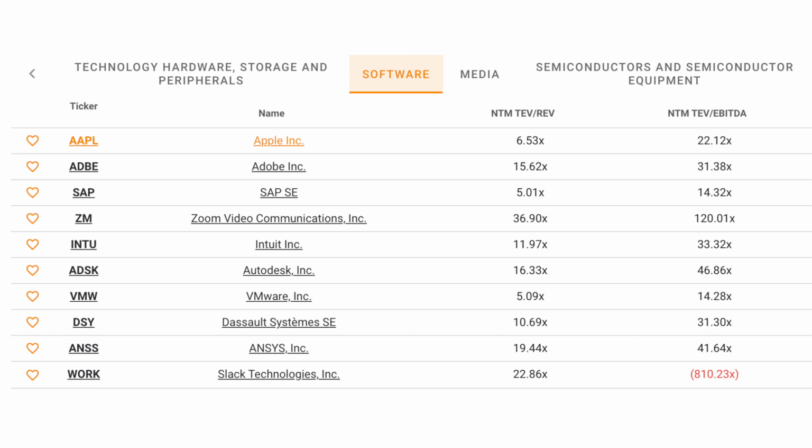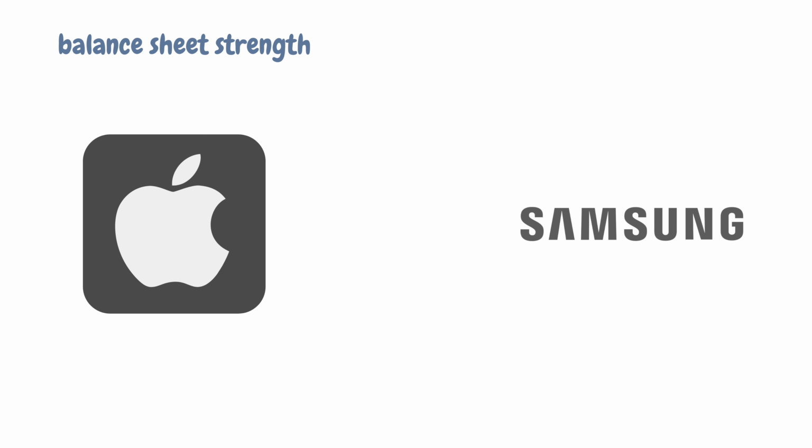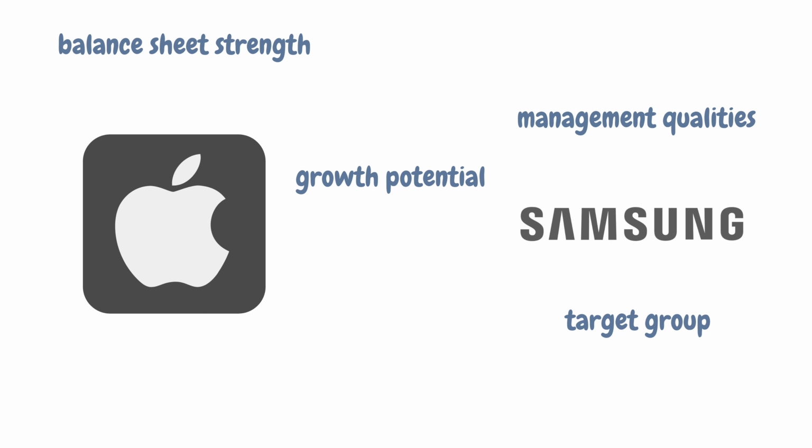Think of Apple, for instance. Can you really compare the Cupertino company to the companies listed in the competitor section of Ticker? To be honest, I doubt it. They differ in terms of balance sheet strength, maybe management qualities, growth potential, target group, pricing power, or maybe lastly optionality.